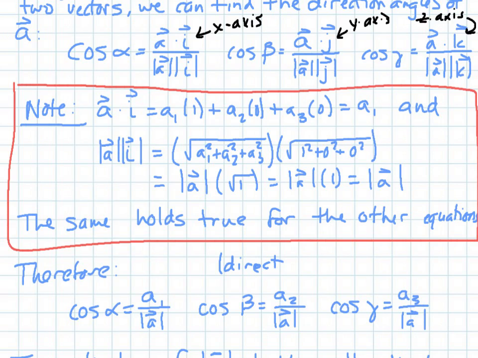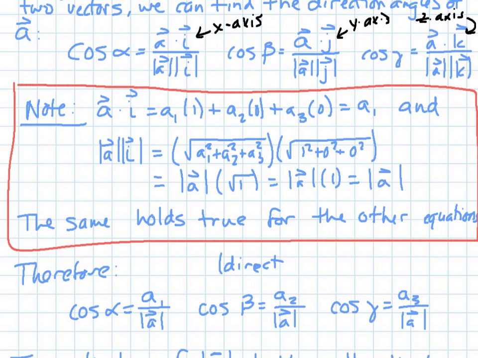Now, the magnitude of A we don't know, but the magnitude of i is the square root of 1 squared plus 0 squared plus 0 squared, which is the square root of 1, which is 1. So we can get rid of the magnitude of i and just say the magnitude of A is at the bottom, because it's just times 1 every time. This holds true for all the other equations, it's just that the 1 is in a different spot. So for beta, a sub 2 is times 1, and for gamma, a sub 3 is times 1.